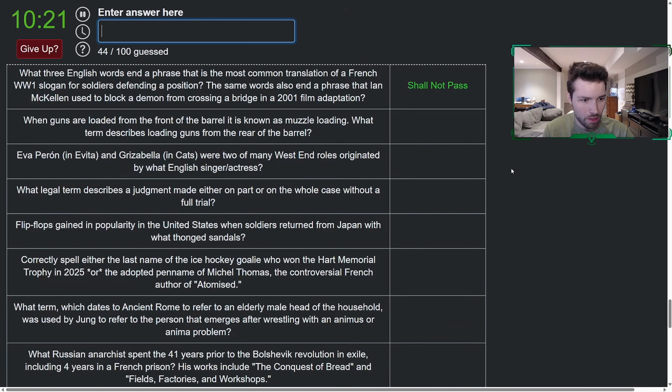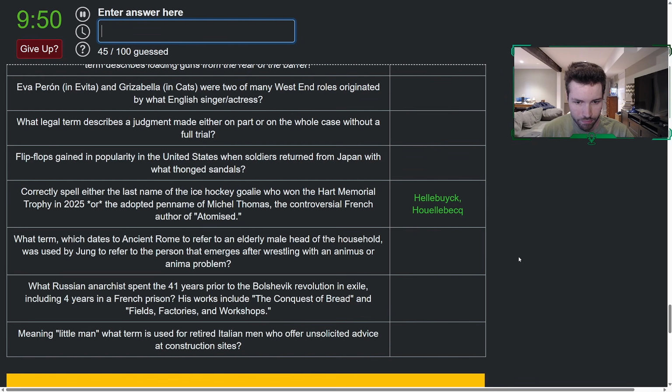I don't know. Correctly spell either the last name of the ice hockey goalie who won the Hart in 2025 or the adopted pen name of Michael Thomas, the controversial French author of Atomized. I mean, the goalie who won the Hart is surely Connor Hellebuck. That'll work. Oh my gosh, the other one is crazy. What term, which dates to ancient Rome to refer to an elderly male head of the household, was used by Jung to refer to the person that emerges after wrestling with an animus or anima problem? Nope. Unless it's like pater familias or something, which it isn't.